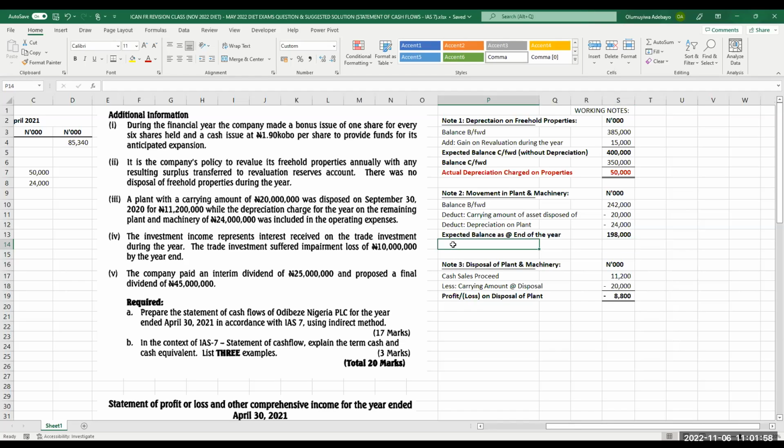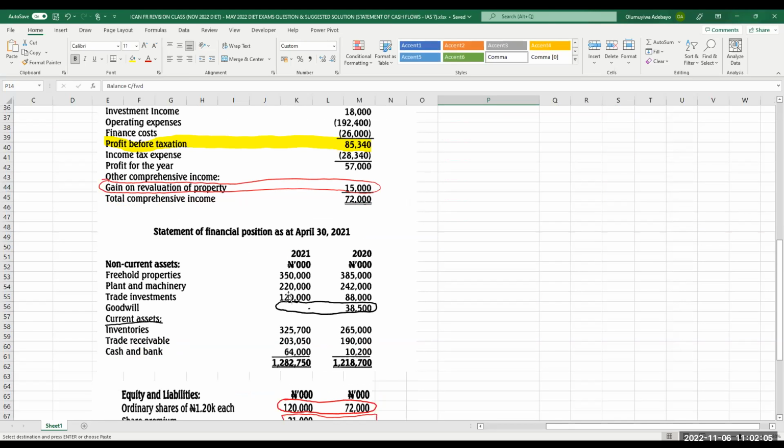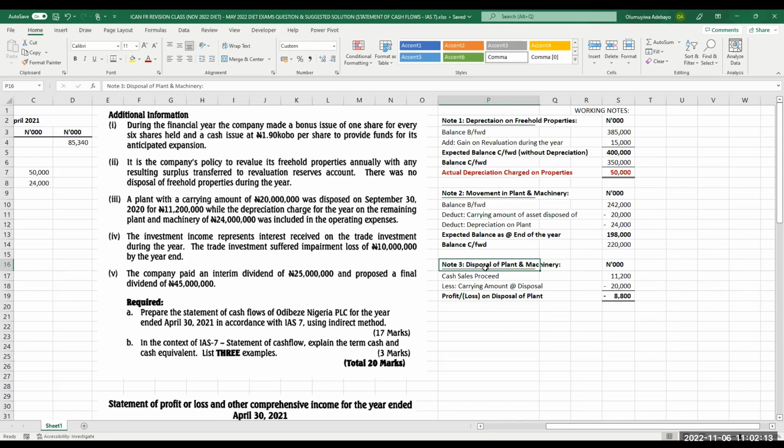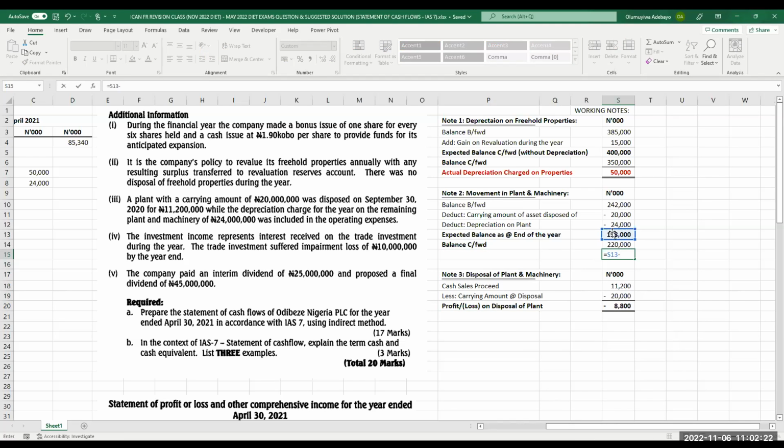But what do we have as our balance carried forward? From the balance sheet, we had the balance carried forward. There is a movement between 198 and 220. Who can tell me what this stands for before I proceed?